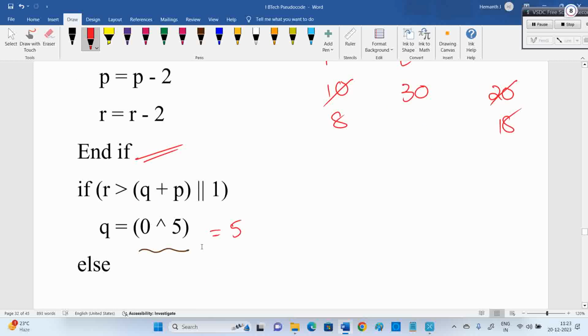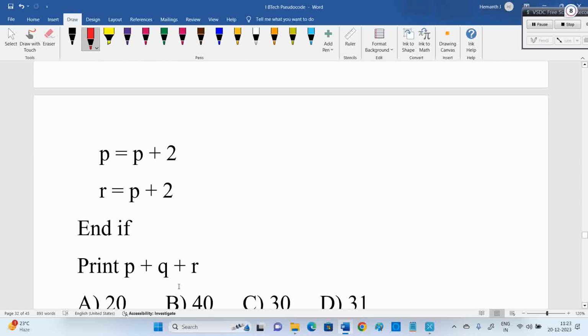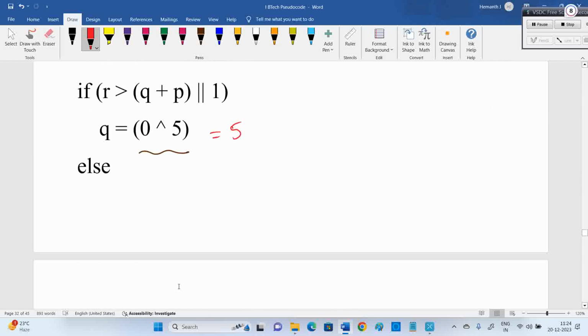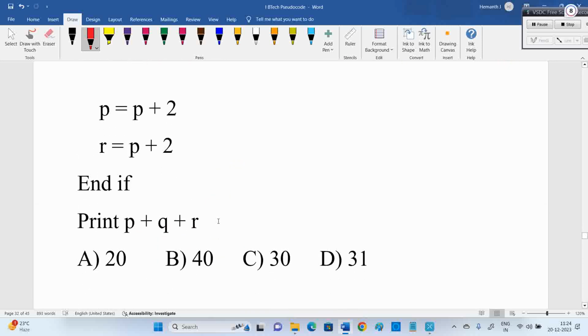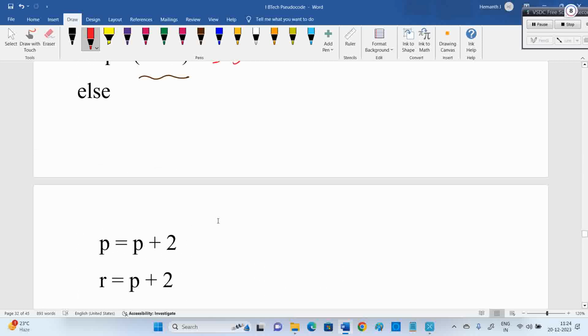They are asking finally what? P plus Q plus R. Okay. P is 8, R is 18. 26. Q will be 26 plus 5, 31. Is 31 there in the options? Yes. Okay.